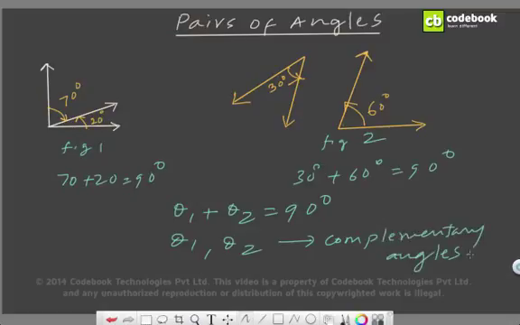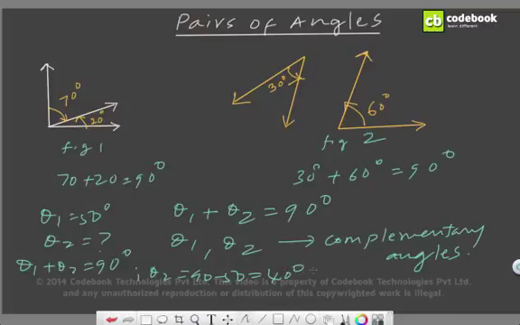So if someone tells you that theta 1 and theta 2 are complementary and theta 1 is equal to 50, what is theta 2? We are given that theta 1 and theta 2 are complementary, so theta 1 plus theta 2 is equal to 90 degrees. Theta 2 is equal to 90 minus 50, which is 40 degrees. So in this way you can calculate the other angle if we know one of those angles.